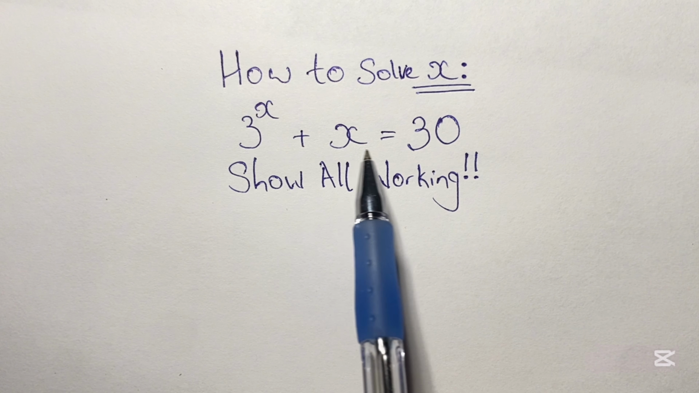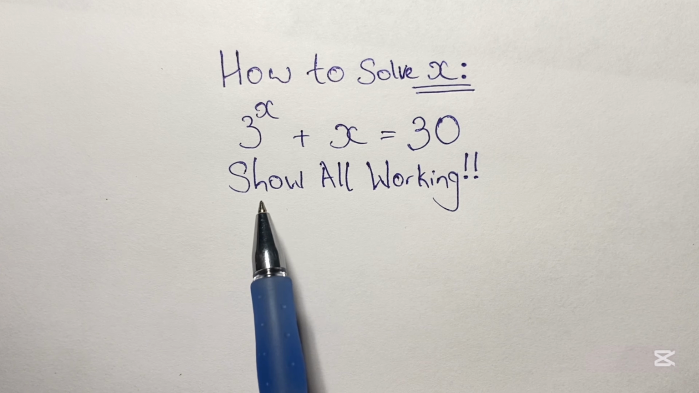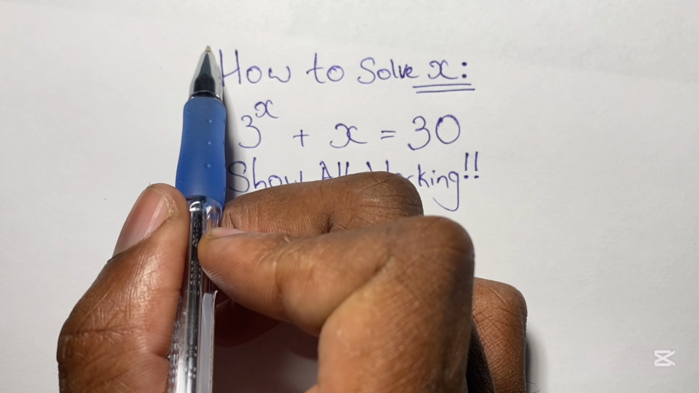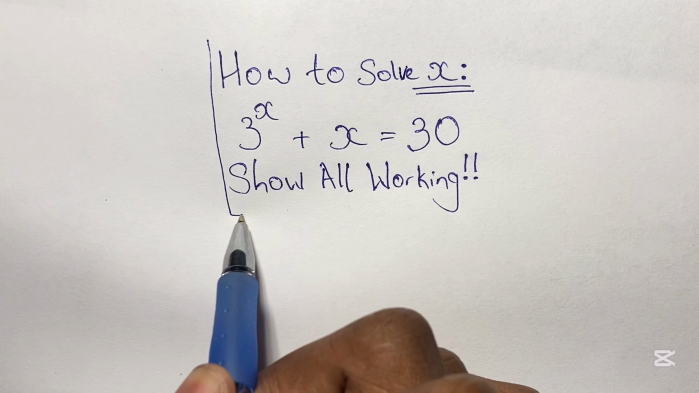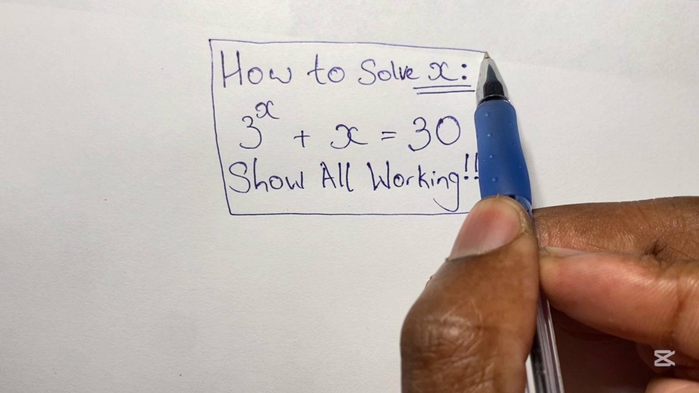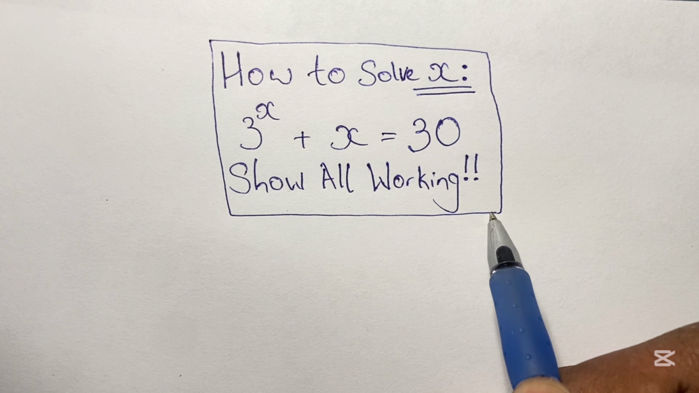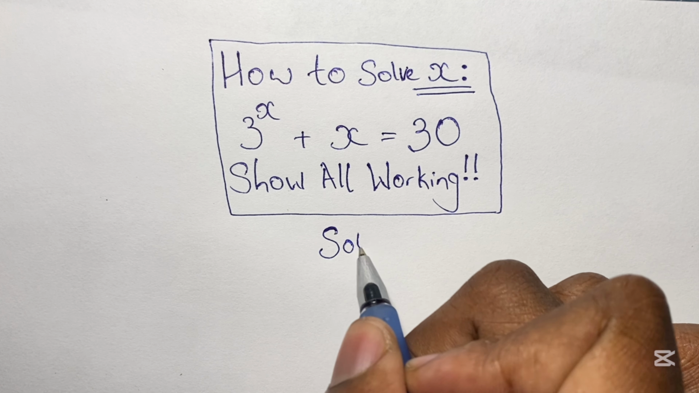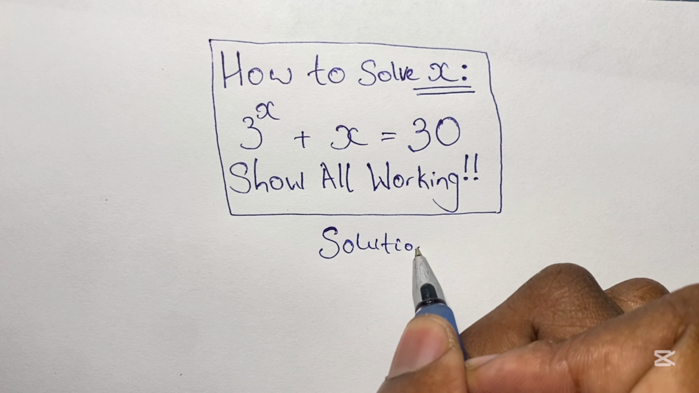Here we have another algebraic exponential equation that we're going to solve, where we have 3 to the power of x plus x is equal to 30. And we're supposed to show all working for our solution for x. Now, as simple as this equation is, don't be deceived, it is not that easy to solve. However, just by putting in random numbers, we can already know the solution for x.